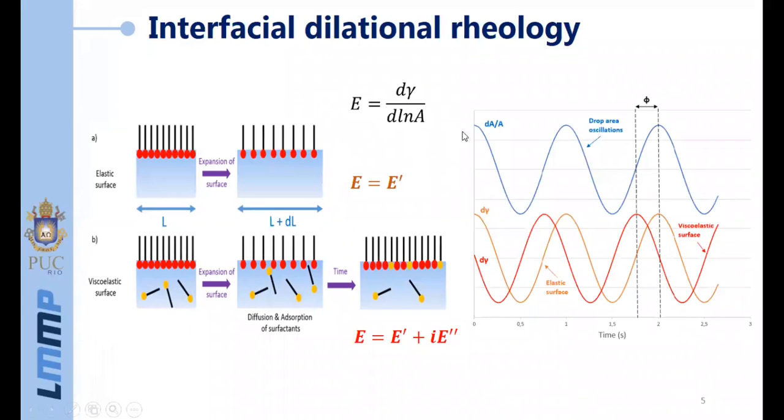Surface stress resulting from small area variation can be expressed as the sum of an elastic term and a viscous term. The elastic modulus, E prime, stands for the impact of the area change on the surfactant concentration change at the interface. The viscous modulus, E double prime, describes the time dependency due to equilibration between the bulk and the interface. So, depending on the bulk concentration, the surfactant properties, and the oscillation parameters, these moduli will change and give a mapping of the rheological properties of the interface.